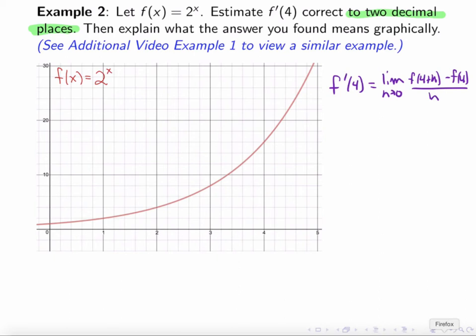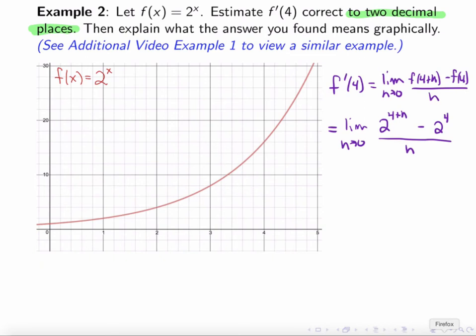So now I need to simplify that numerator. I need to figure out what f of 4 plus h is and also what f of 4 is. So I have a formula for f of x. To find f of 4 plus h, I just need to put 4 plus h in for x every time I see it. So f of 4 plus h is going to be 2 to the 4 plus h. Similarly, to find f of 4, I just need to plug in 4 for x. So f of 4 is going to be 2 to the 4th.